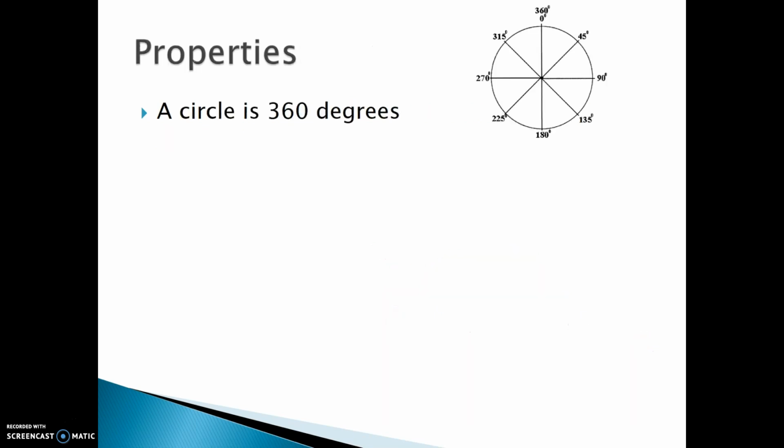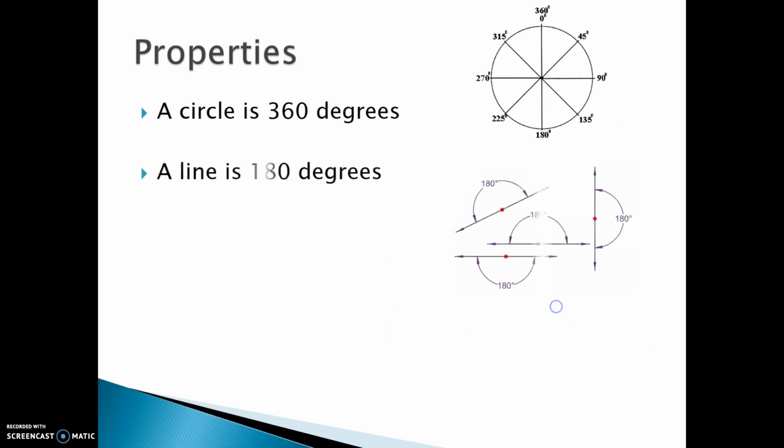All right, let's talk about properties. I want you to draw a little circle and a line next to 360 and 180. A circle is 360 degrees, and that's important to remember because it's going to come into play in just a couple of minutes when we talk about angle properties. And a line is 180 degrees. So when you just have a straight line, you have 180 degrees around it.